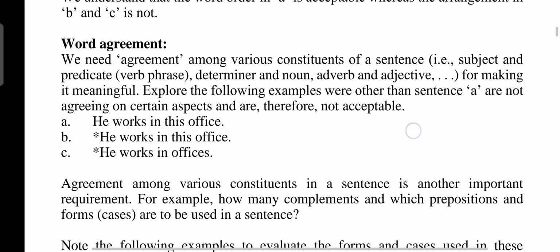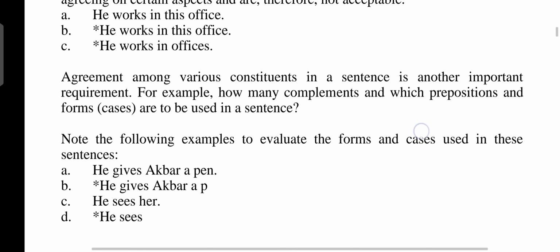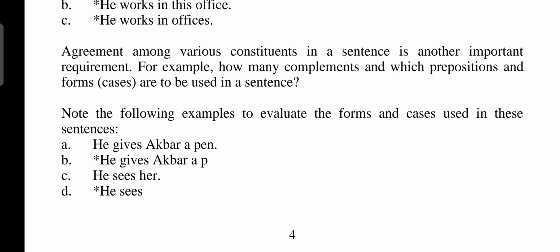Agreement among various constituents in a sentence is another important requirement. For example, how many complements and which prepositions, forms and cases are to be used in a sentence. Note the following examples to evaluate the forms and cases used in these sentences. For example, sentence A: he gives Akbar a pen. Sentence B: he gives Akbar a pea. Sentence C: he sees her. And sentence D: he sees.